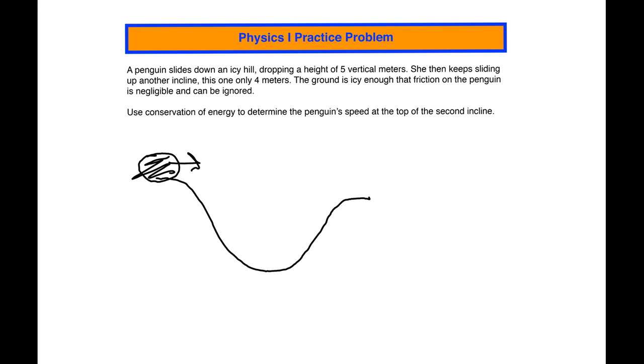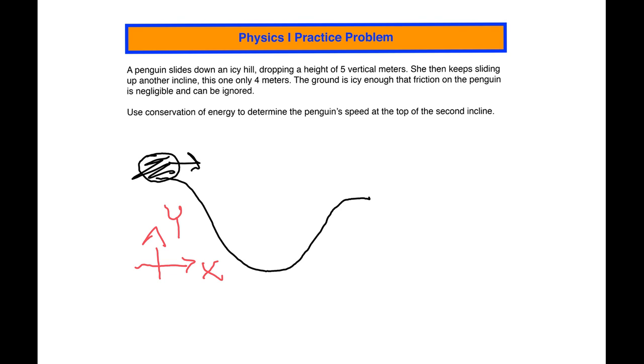We should always start by adding in axes as well. So we've determined what the horizontal and vertical directions represent, their x and y, and also where the origin is. So I'm going to draw our axes down here so that this is the y direction and this is the x direction. And they're at the base of the hill at the x horizontal position that the penguin starts at.